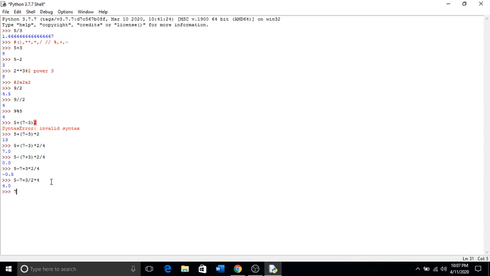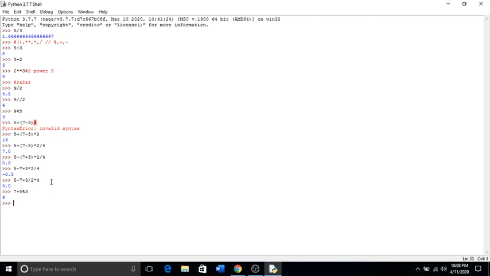7 plus 5 mod 3. So what is the priority? Mod first. So 5 mod 3. What will be the answer? The remainder. For 5, the quotient is 1 and the remainder will be 2. So 2 plus 7, that will be 9.